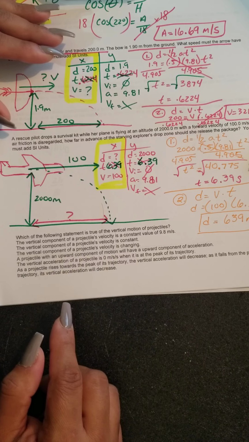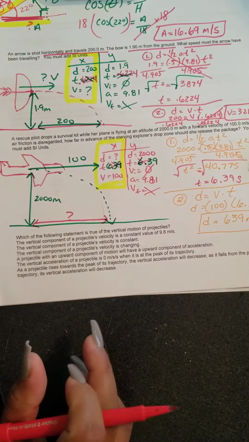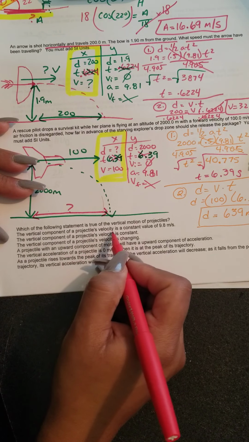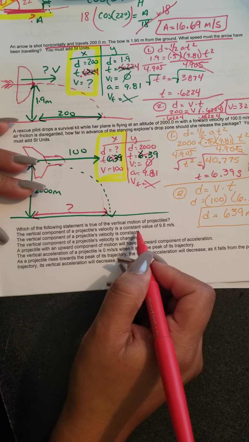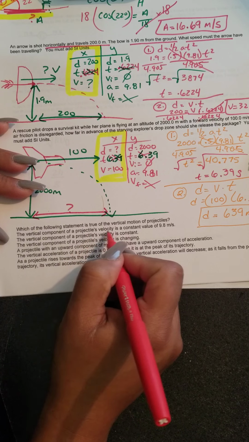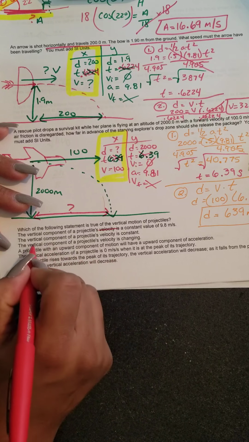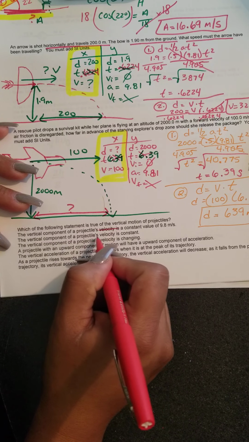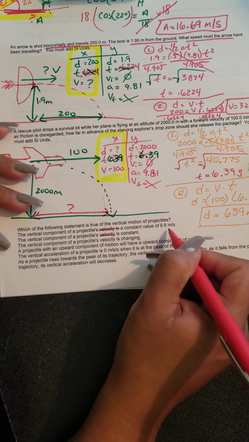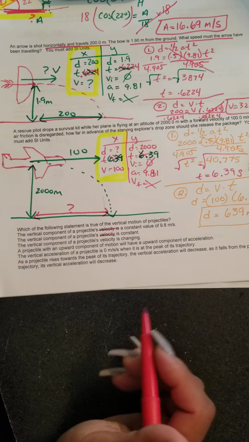It says here, which of the following statements are true of the vertical motion of projectiles? The vertical component of a projectile's velocity is constant? No. Homework number 4 showed you that it wasn't constant. Is it a constant value of 9.81? No. Is it a constant value at all? No, it's not. It changes.